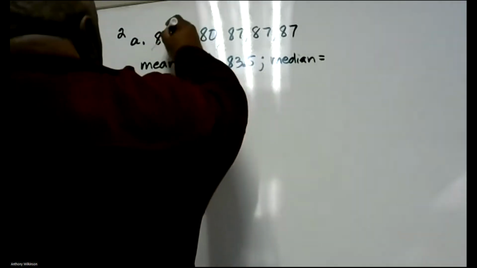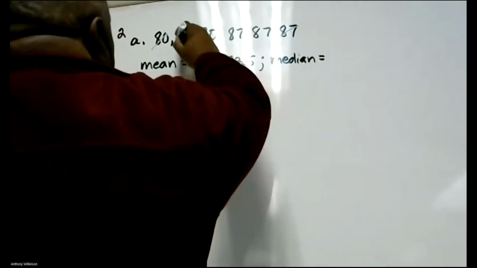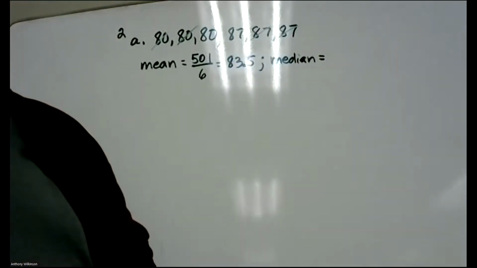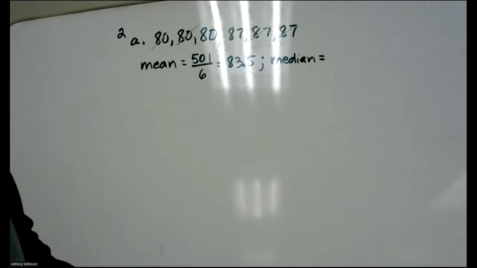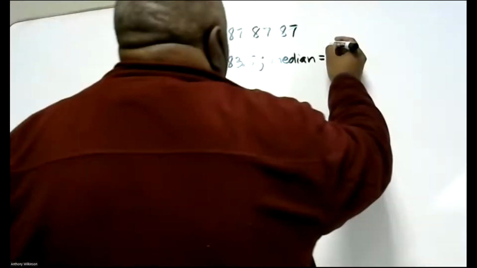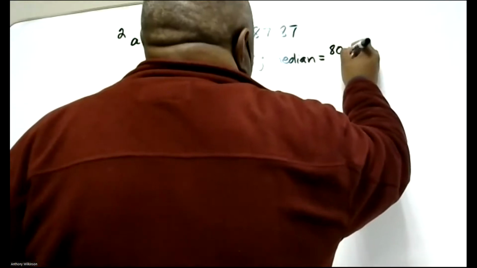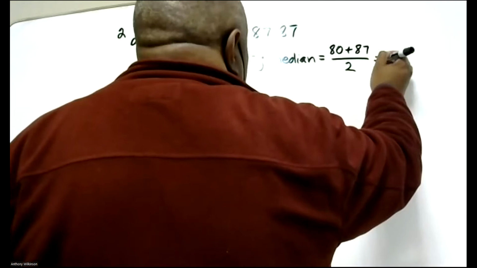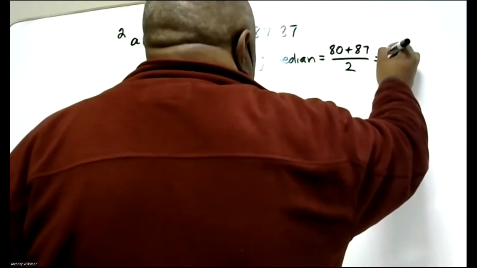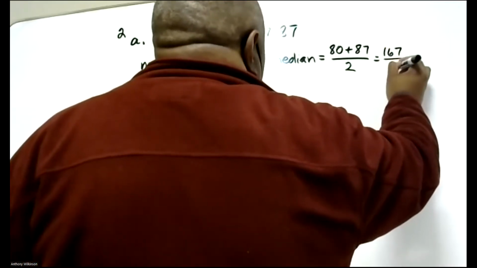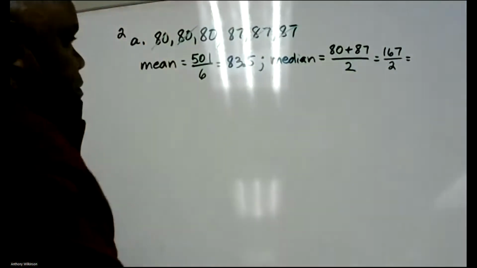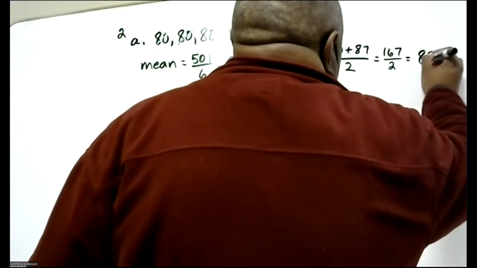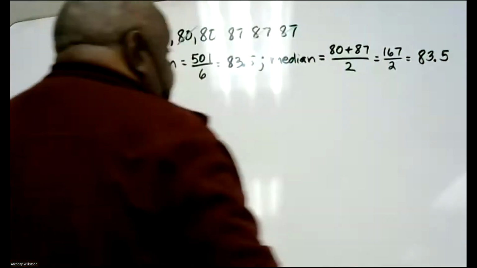Well, by looking at this, if I cross out the numbers on the ends, you're going to see that 80 and 87 are my 2 middle numbers. So I need to add those 2 middle numbers together and divide by 2. 80 plus 87 is 167. And what's 167 divided by 2? 83.5. So the median is 83.5.